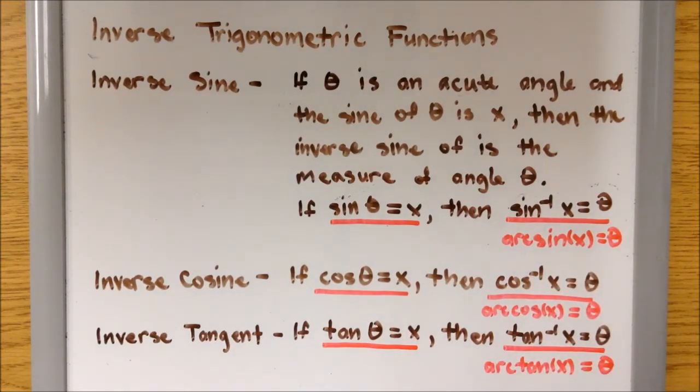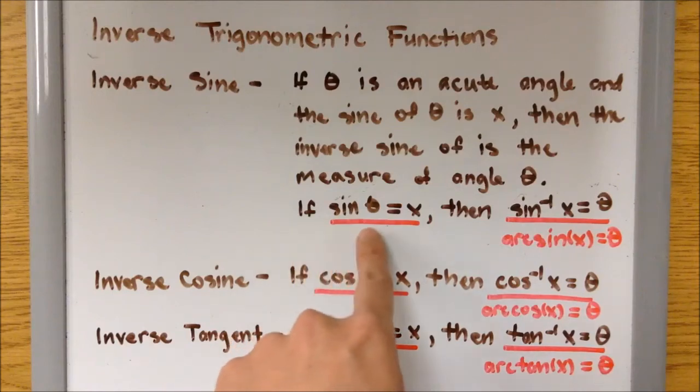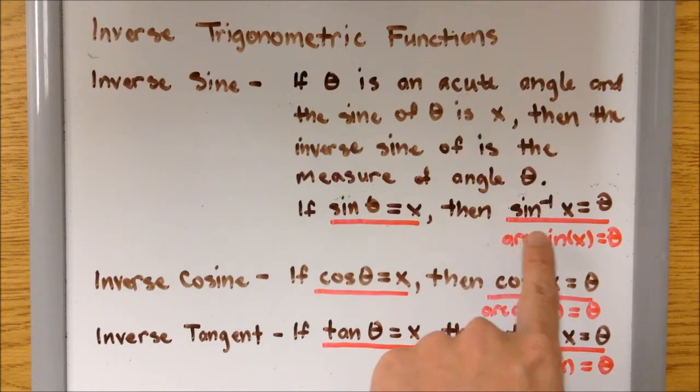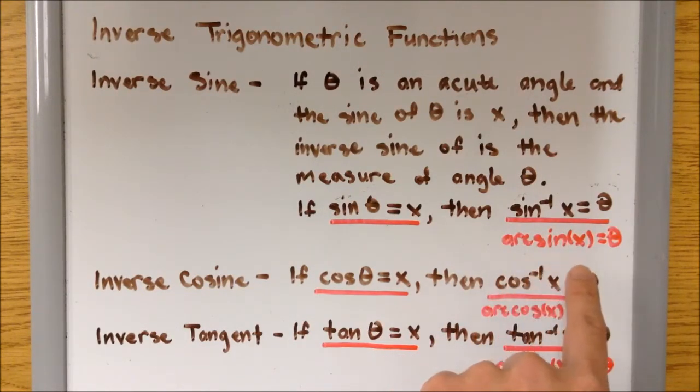You would use the inverse sine function when you have the ratio and you're looking for the angle measurement. So unlike finding missing side lengths, here you're finding missing angle measurements. So, the definition: inverse sine is basically, if sine theta equals x, then sine inverse or inverse sine x equals theta, or also known as arc sine x equals theta.